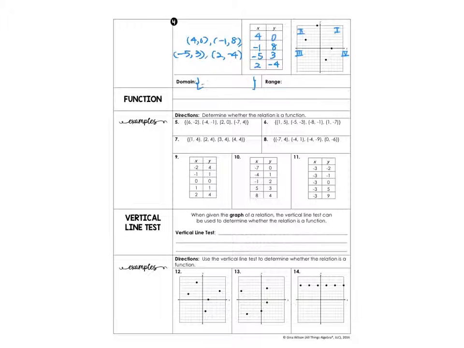Domain is, put them in order. Order doesn't matter too much at this point. That's it. That concludes the second part of 5.1.